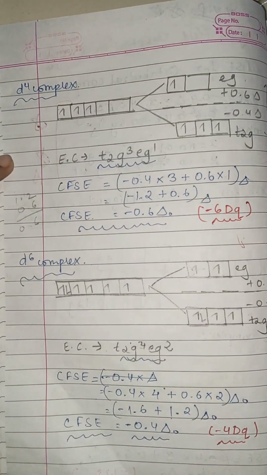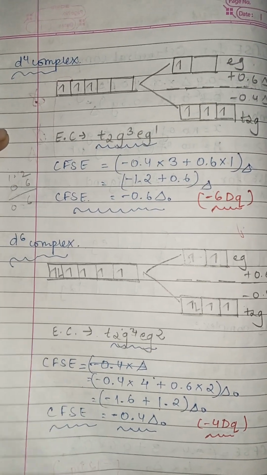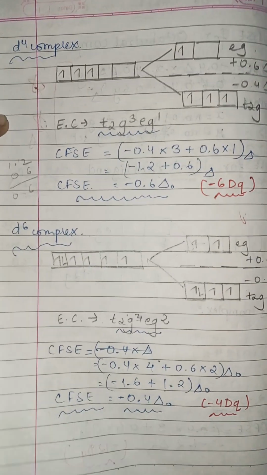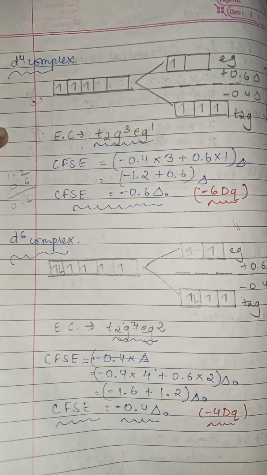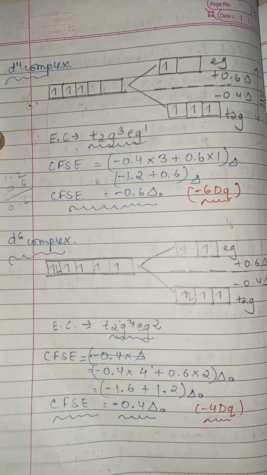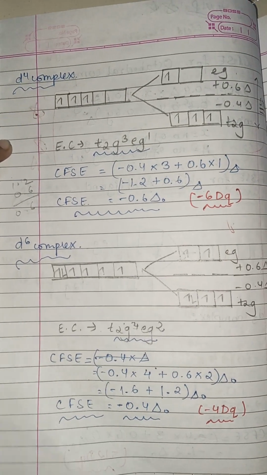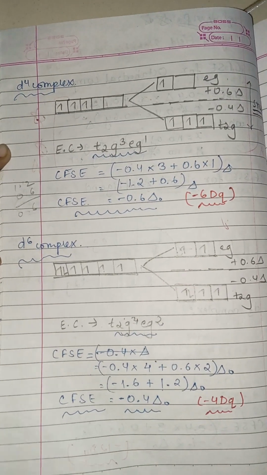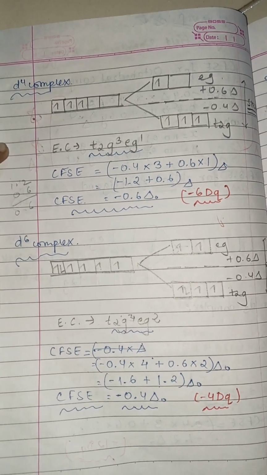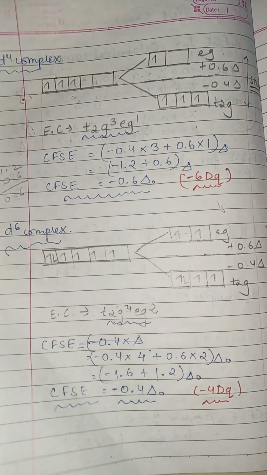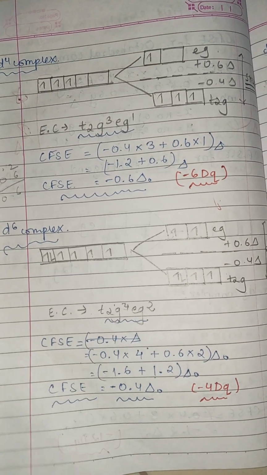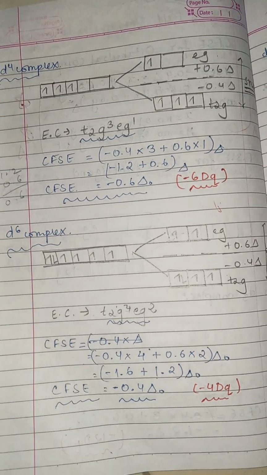Now next let's see the d4 complex. In the d4 complex, 4 electrons are there in the d orbitals, and the T2g orbitals will take 3 electrons and 1 electron will go in the Eg orbital. Because of the small delta, as it is a high spin complex, the electronic configuration will be T2g3 Eg1, and the crystal field stabilization energy for the same is minus 0.6 delta or minus 6 dq.